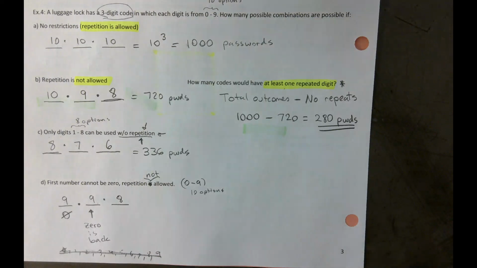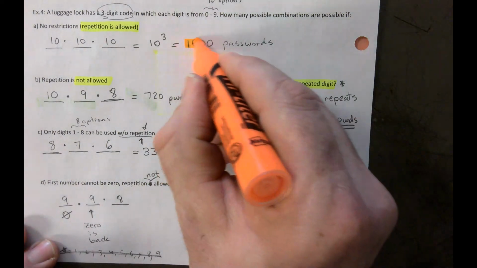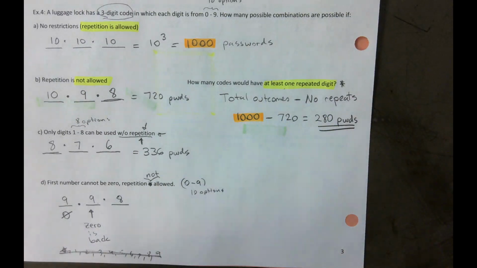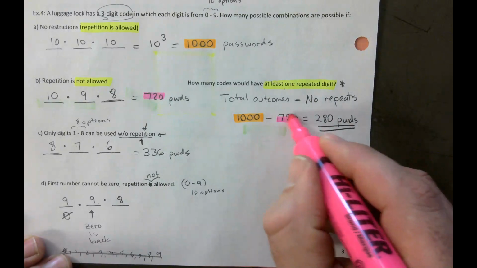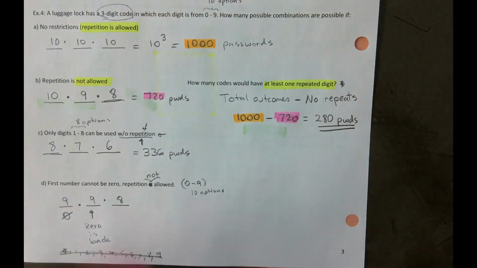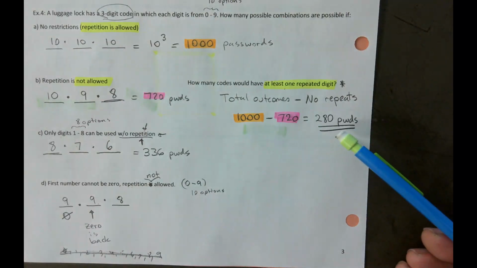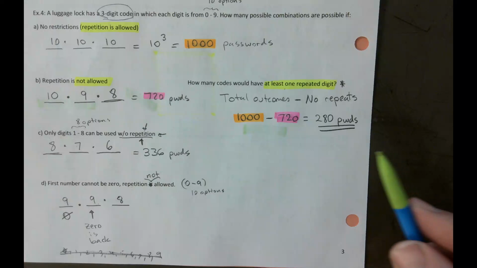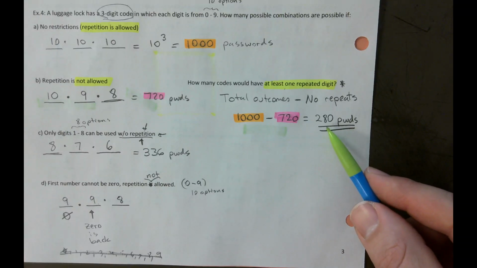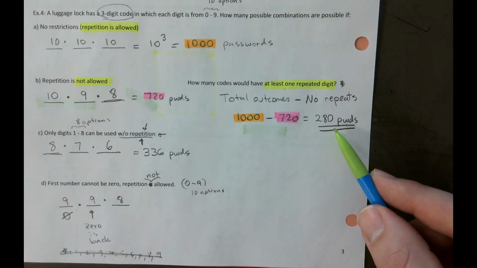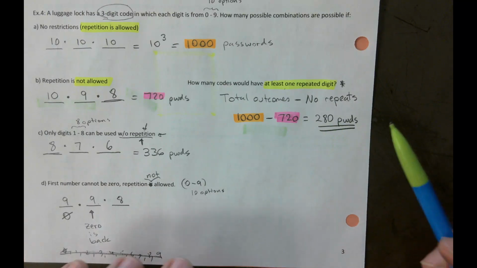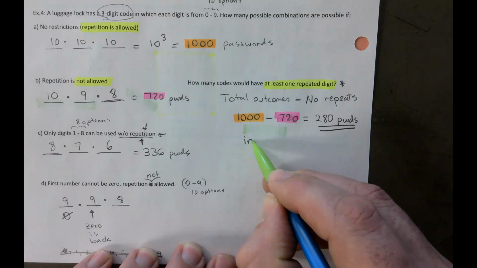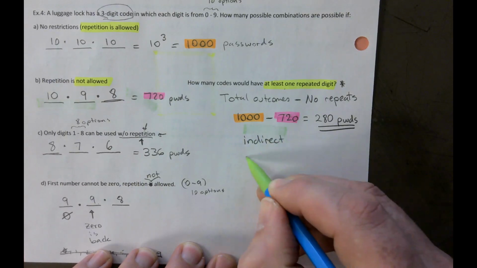And I would like to have a color matching here. This 1,000 is my total, no restrictions whatsoever. And the 720... so these 280 may have one repetition, two repetition, or have all three repeated. Okay, that's what this is indicating here. Okay, so this is what we call indirect reasoning.